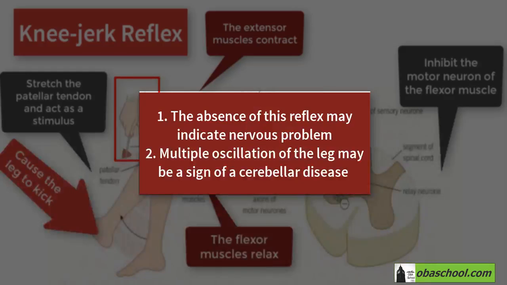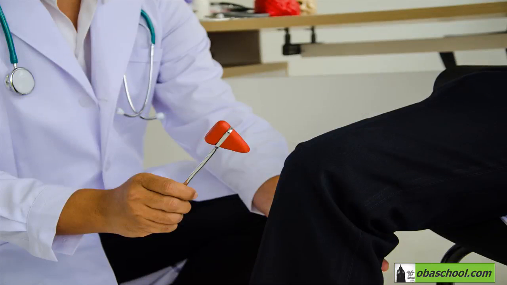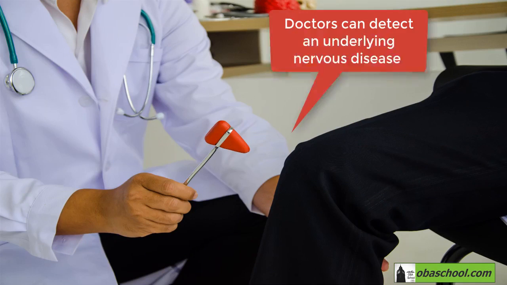The absence of this reflex may indicate nervous problems, and multiple oscillation of the leg may be a sign of a cerebellar disease. So, by the knee-jerk reflex, doctors can investigate or detect an underlying nervous disease.